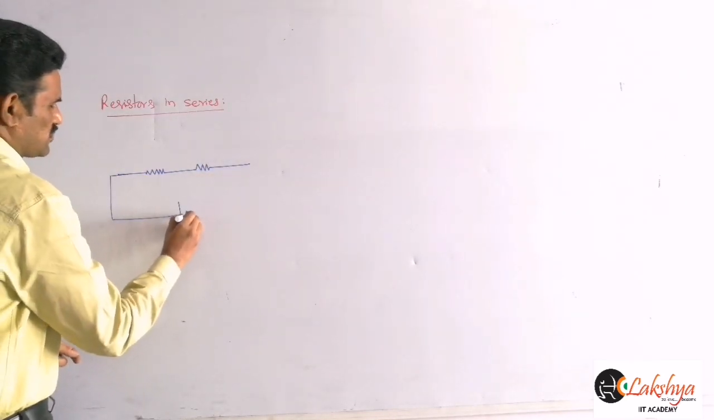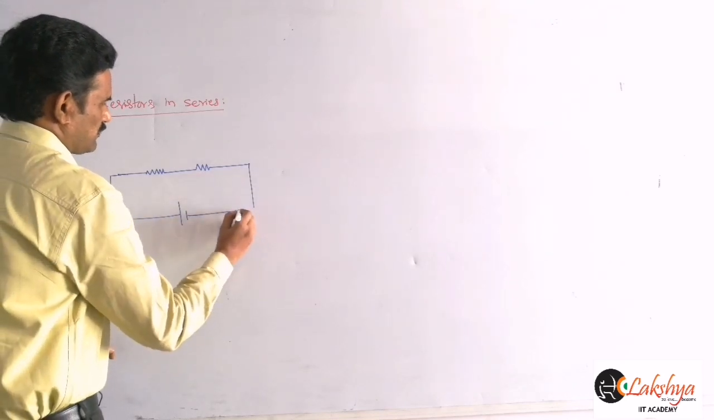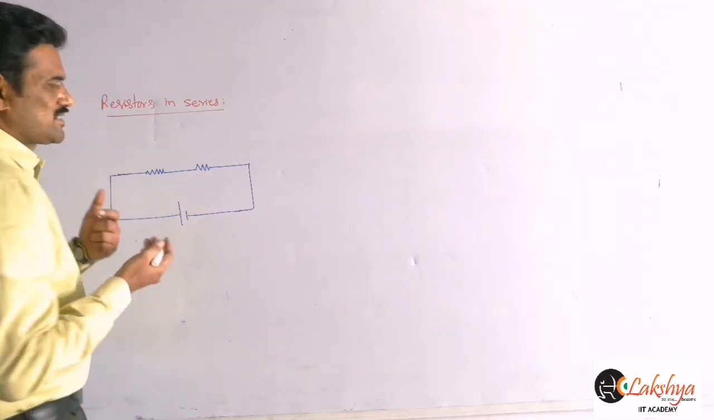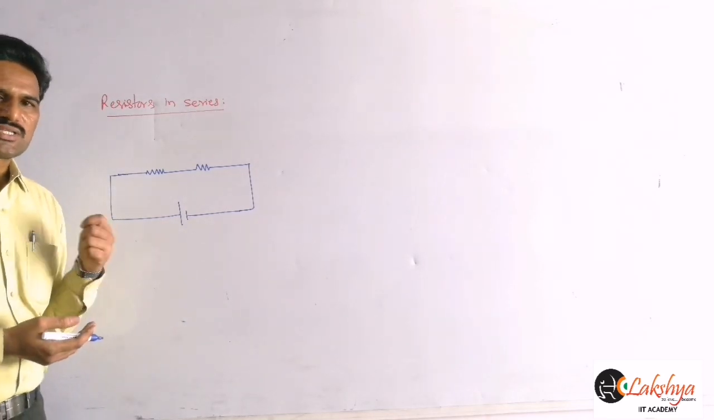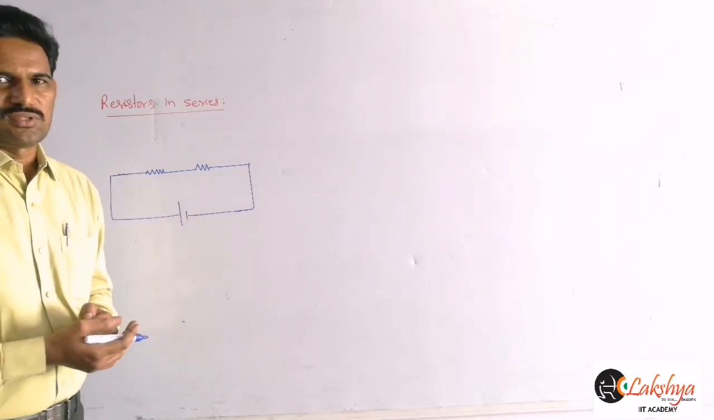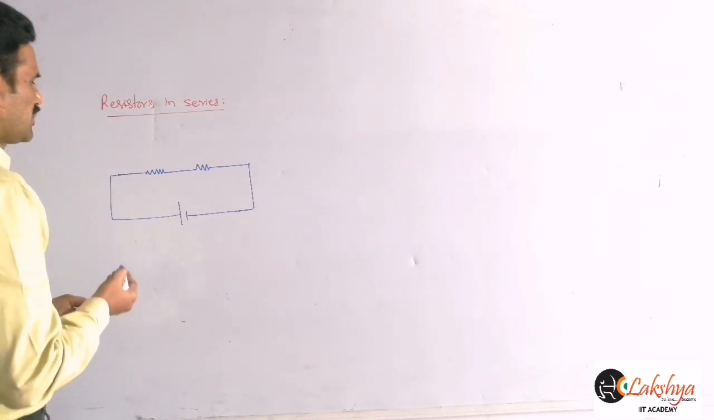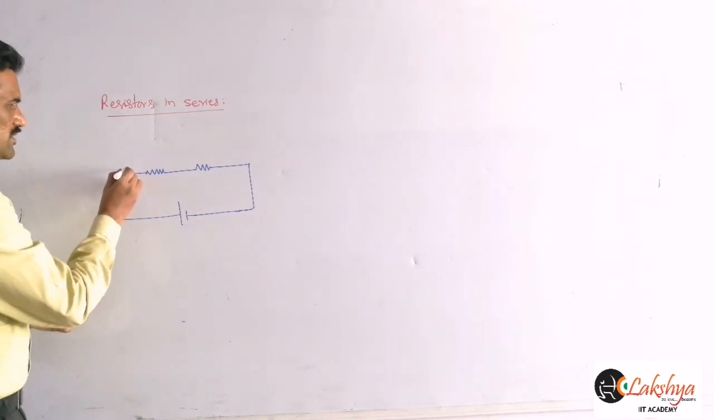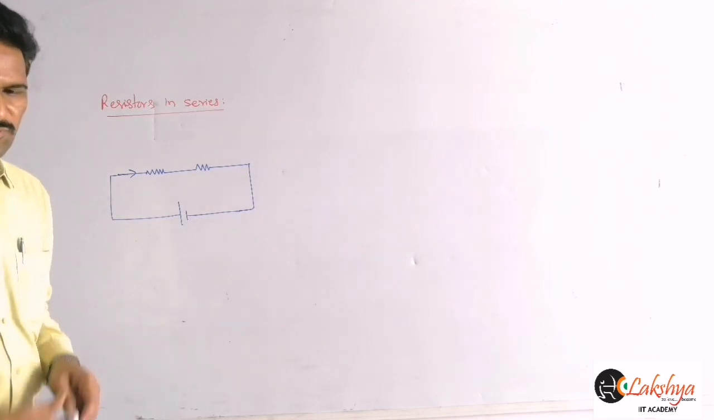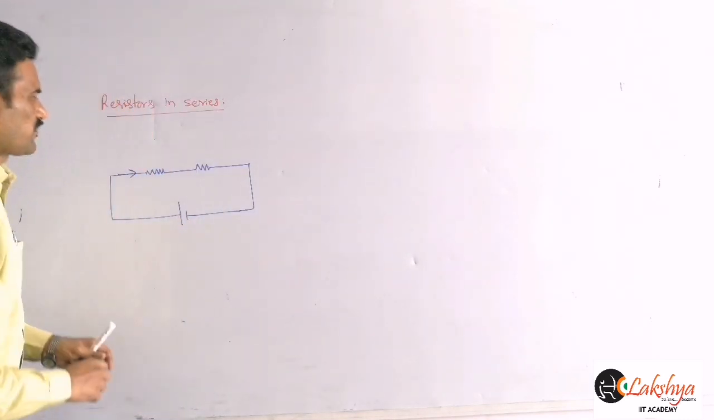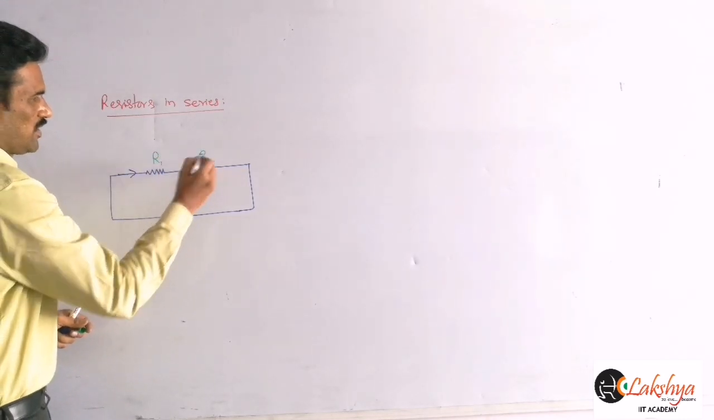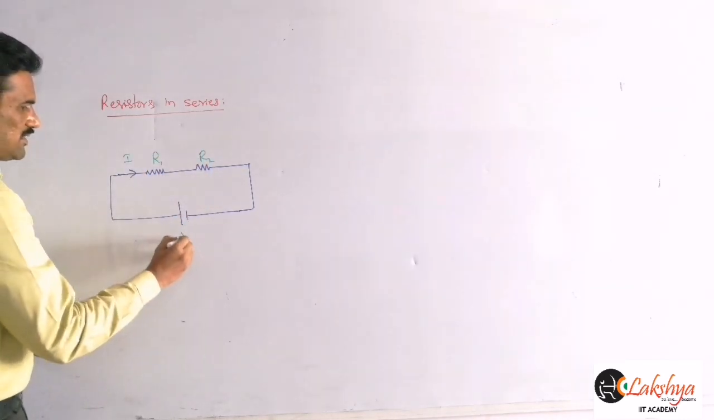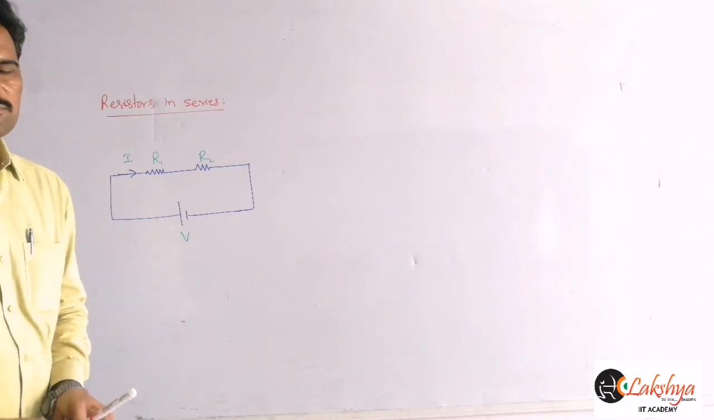When 2 resistors are joined in series like this, that means the resistors are connected end to end such that the same amount of current is flowing through them, then we can say the 2 resistors are connected in series. So the same amount of current will flow through them. Suppose I take the resistances as R1 and R2, the current is I, and the potential difference is V here, right?